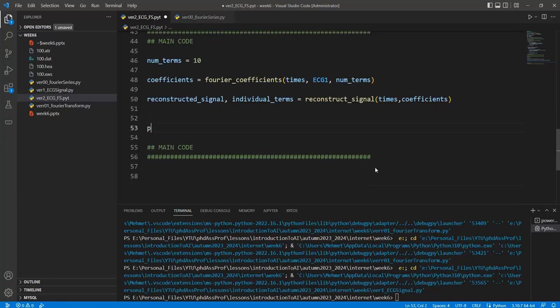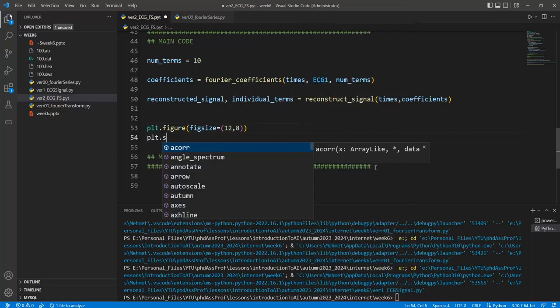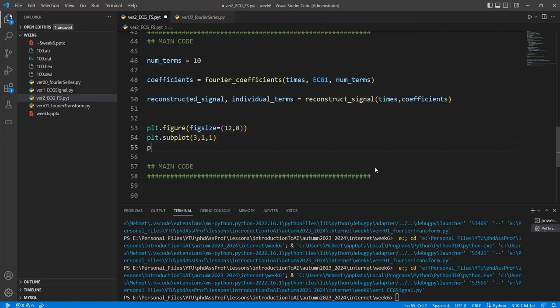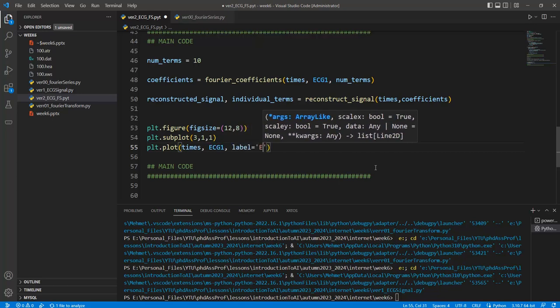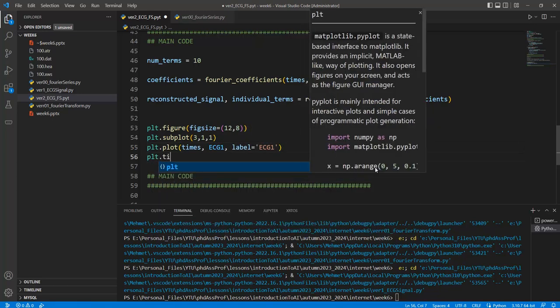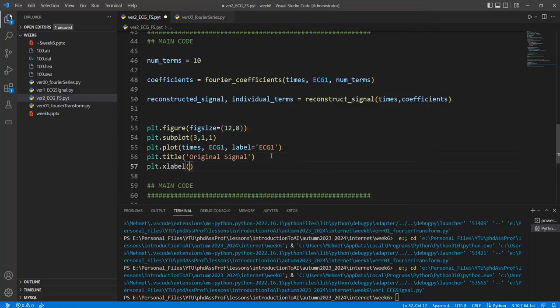And you can draw the plt figure, figure size 12, 8, and plt subplot can be given 311, and plt plot times and ECG1, label ECG1, plt title original signal, and plt xlabel time, ylabel amplitude, and plt legend can be shown in this case.